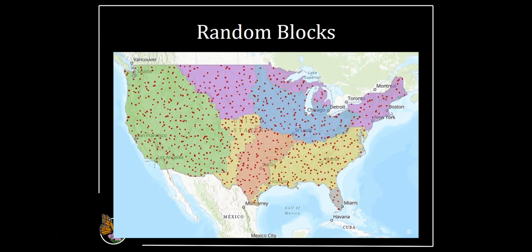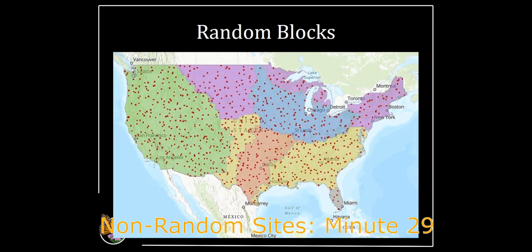First, we'll briefly review how the IMMP random sites were generated and demonstrate how you can view them online and adopt them. If you're monitoring a non-random site, you can fast forward to minute 29.